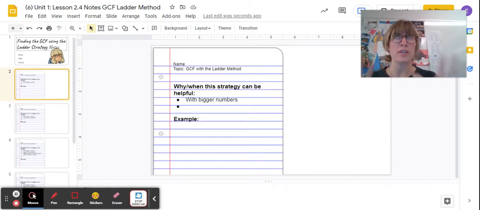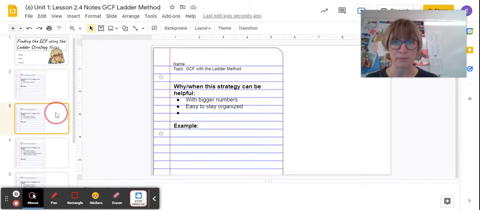So the tree method is the other strategy that we've been using to find the prime numbers and the prime number string of a given number. And then you can use that string to compare two numbers and find the greatest common factor that they share. So this ladder method can be helpful with bigger numbers, right? So not just smaller, more familiar numbers, maybe like 12 and 20, but maybe more unfamiliar or bigger numbers.